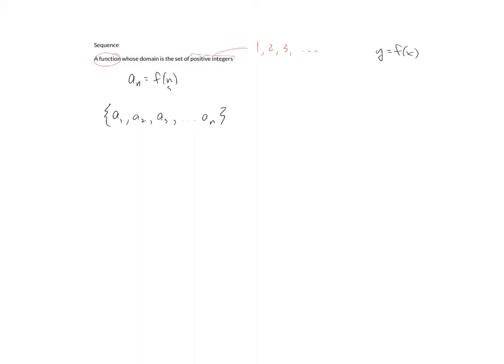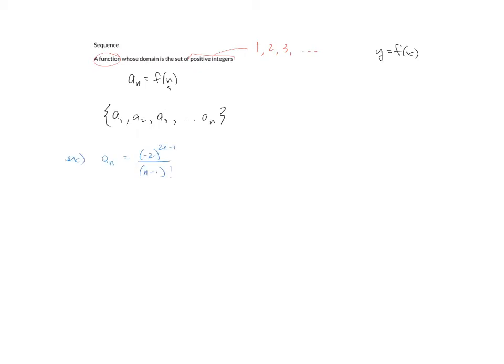But the first term would be a sub 1, the second term would be a sub 2, and so on. If there are a finite number of terms, we call it a finite sequence. And if there are an infinite number of terms, we would say that it is an infinite sequence.